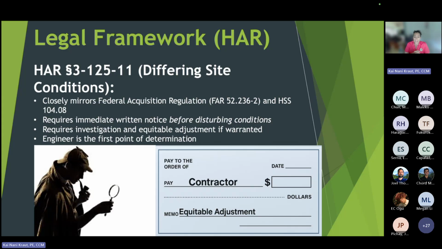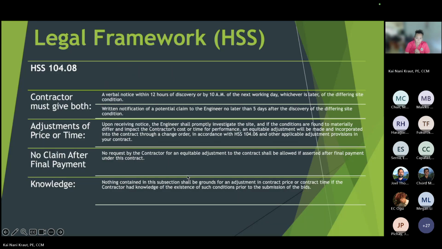It requires investigation, and equitable adjustment if warranted. We didn't have time to go through the investigation. So we do have kind of a checklist that we're copying from one of our references. So that's what we'll go through next week. What does that investigation look like? What does the checklist look like? And the engineer obviously is the first point of determination.